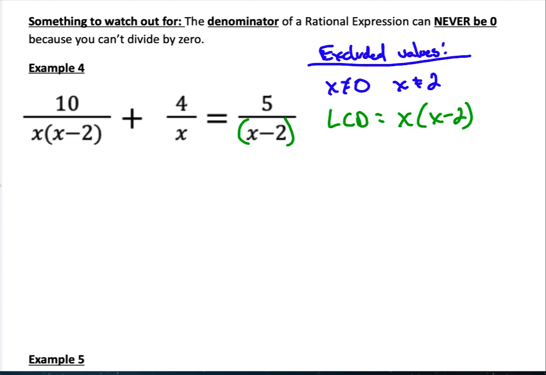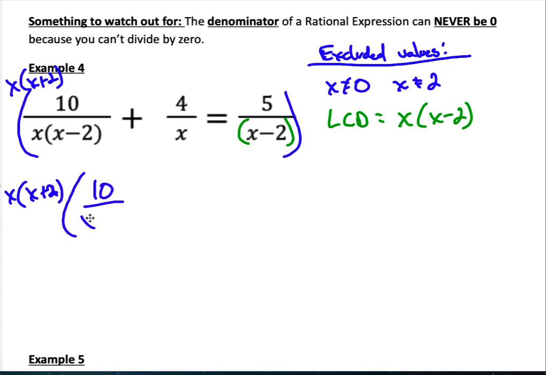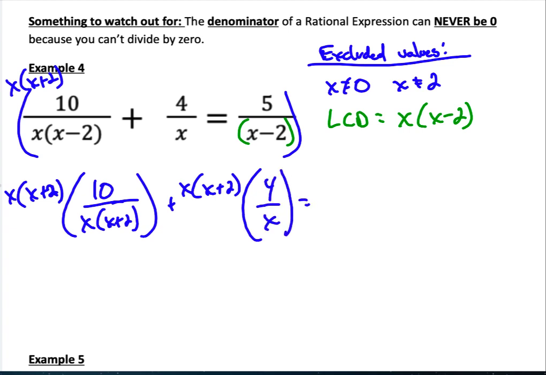Remember those binomials, x minus 2, think of it as a whole term by itself. It travels as a pack. I can't just take the x or just the 2 from it. So I'm going to multiply everything in the problem times x times x minus 2. So I'm going to do x times x minus 2 times 10 over x times x minus 2. Then x times x minus 2 times 4 over x. And x times x minus 2 times 5 over x minus 2.